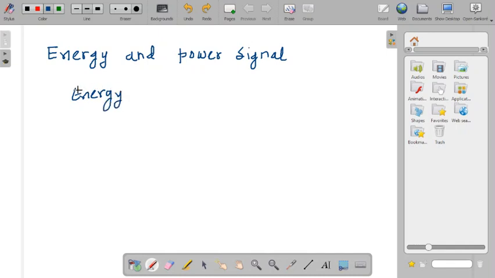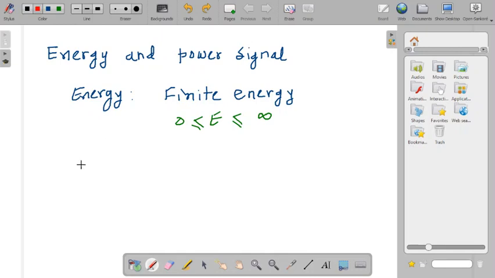An energy signal is a signal which has finite energy. So a signal is said to be an energy signal if it has a finite energy, which means the energy of a signal is a finite quantity and it is less than infinity.